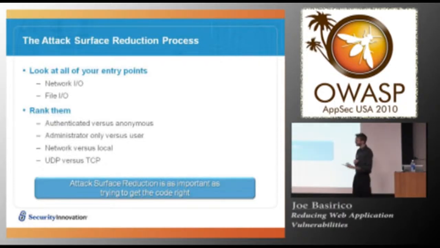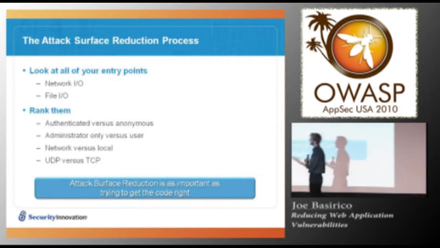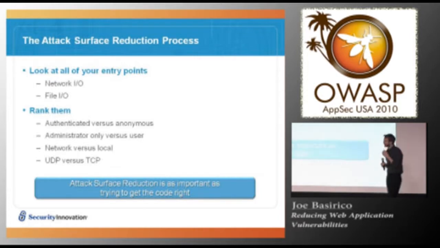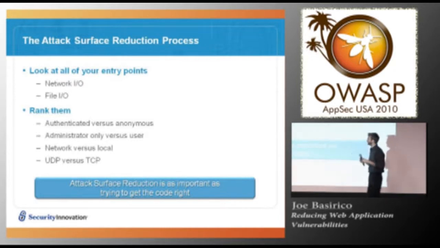No. So how do we actually accomplish this task? How do we actually reduce our attack surface? How do we enumerate the attack surface? So first of all, we might want to list out all of our entry points. UI, libraries, network I/O, pipes, file I/O, databases, all that kind of stuff, right? And all the features. And then we're going to rank them.